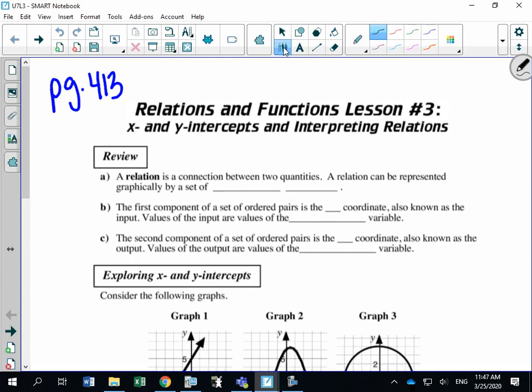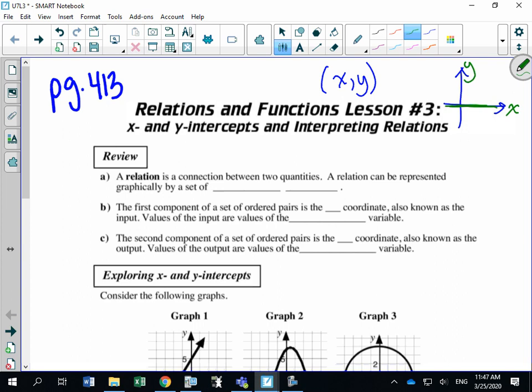We talked about ordered pairs, and ordered pairs are always X comma Y. They lie on a Cartesian plane. So a Cartesian plane, the horizontal axis is what we call our x-axis, and the vertical axis is our y-axis.